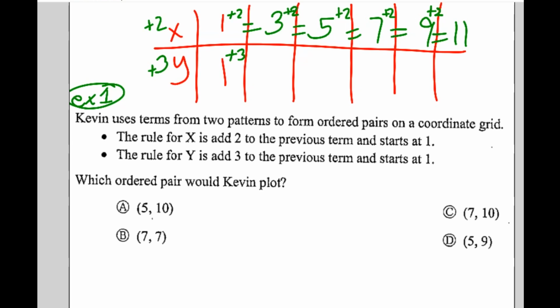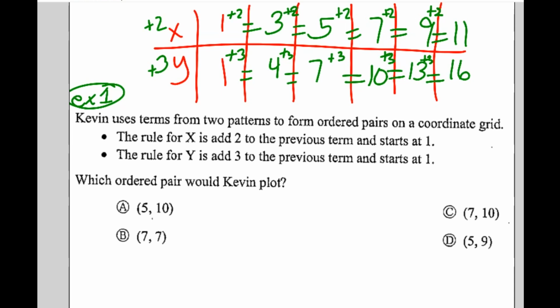We start at 1 because that's what it told us, and then we add 3. So 1 plus 3 is 4. Add 3 to that. 4 plus 3 is 7. Add 3 to that. 7 plus 3 is 10. Add 3 to that. 10 plus 3 is 13. Add 3 to that. 13 plus 3 is 16. And I'm going to stop there.